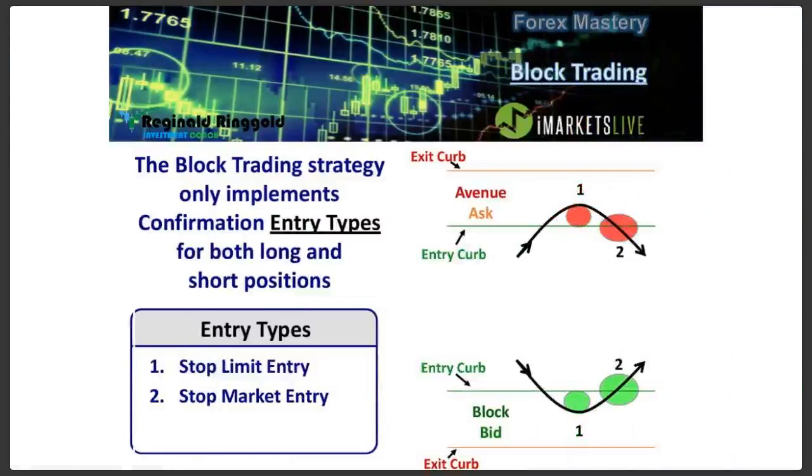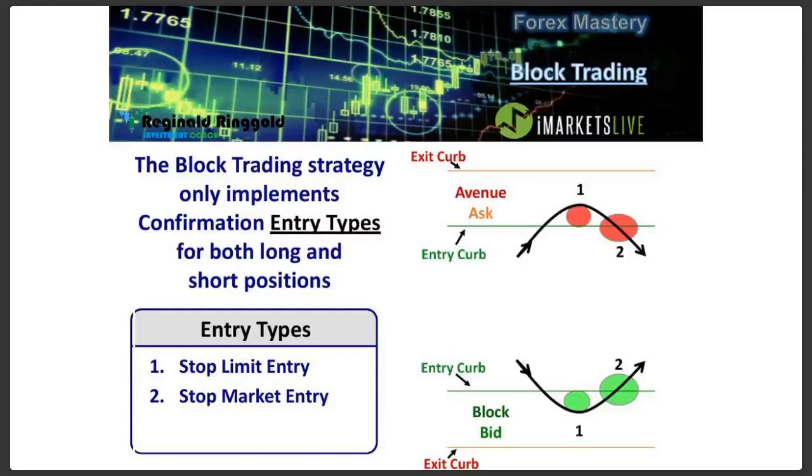All right. So notice we have an entry type based on a designated area. This designated area, we'll call it a block bid or a bid block, right? And then up there, we have it in Ask Avenue, okay? So there's two types of entries. The first entry would be waiting for price to go into your zone, into your area, and then placing your entry above the current market, okay?